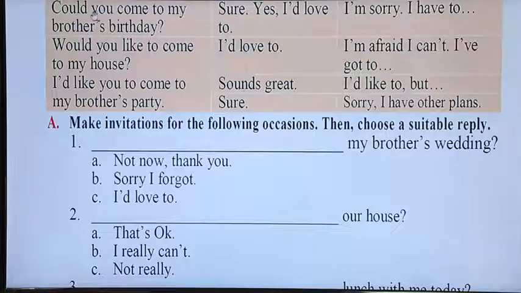You can say, could you come to my brother's wedding? Or you can say, would you like to come to my brother's wedding? Or you can say I'd like you to come to my brother's wedding.